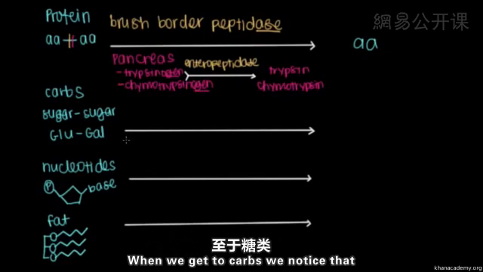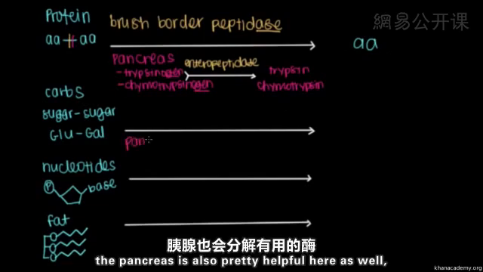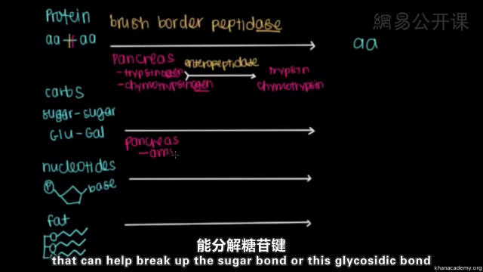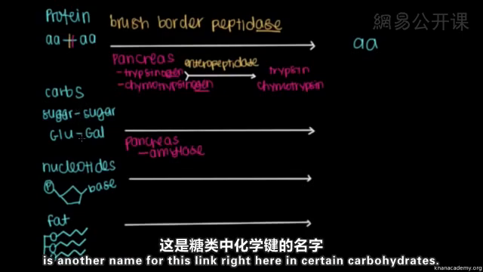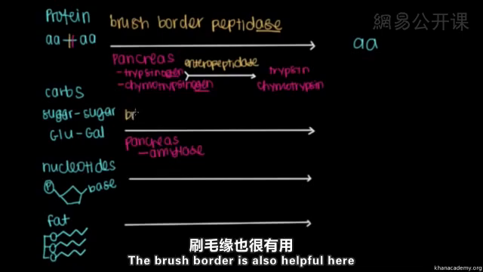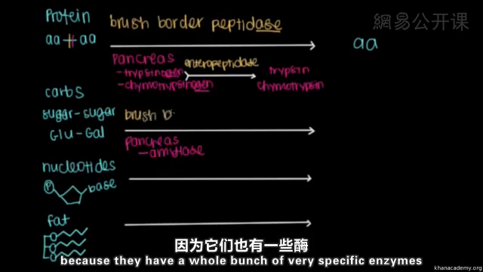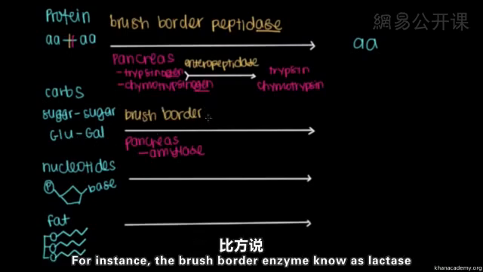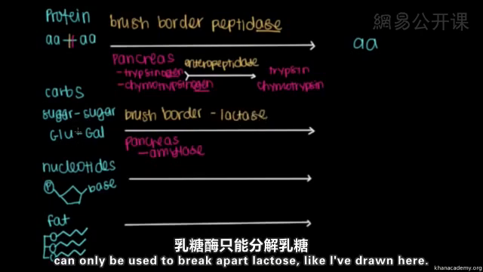When we get to carbs, we notice that the pancreas is also pretty helpful here, because the pancreas releases an enzyme called amylase that can help break up the sugar bond, or glycosidic bond, which is another name for this link right here, in certain carbohydrates. The brush border is also helpful here because it has a whole bunch of very specific enzymes that break the glycosidic bond between very specific simple sugars. For instance, the brush border enzyme known as lactase can only be used to break apart lactose, like I've drawn here.